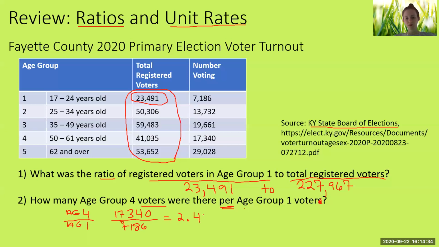And I'm going to round this number to the nearest 10th. So round it to the nearest 10th, that will become 2.4. So that means there were a little over 2 on average 50 to 61-year-olds who voted for every 1 17 to 24-year-old who voted, right? So more than 2 in that older age group for each 1 in the younger age group.